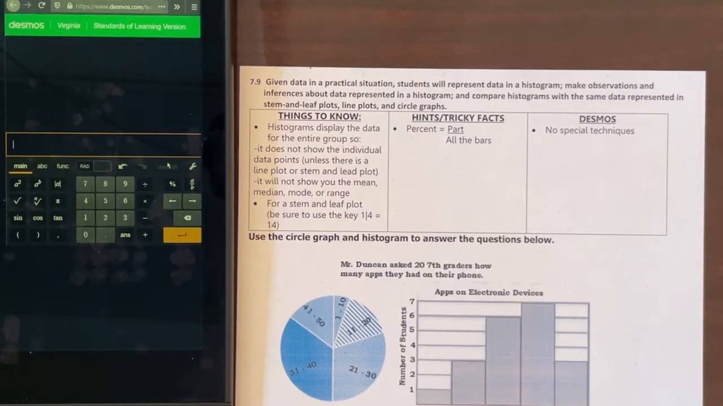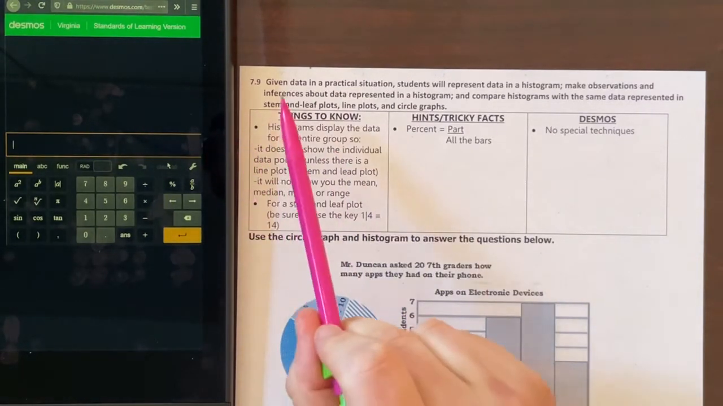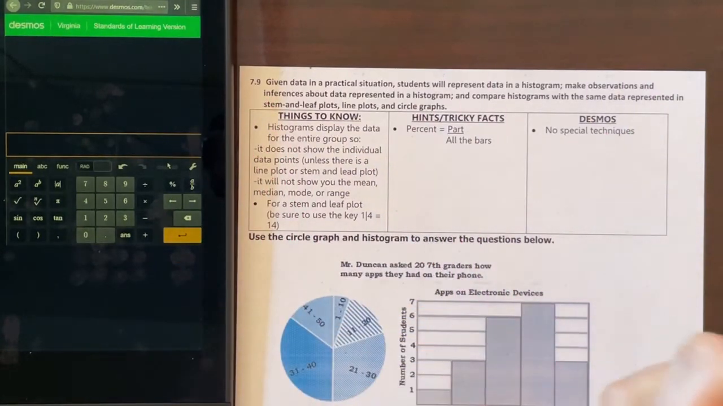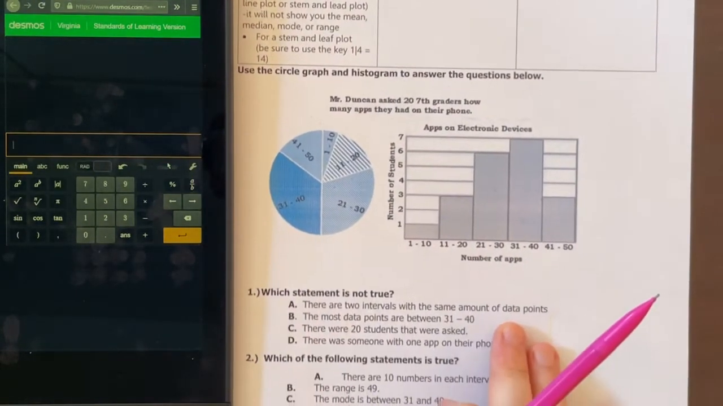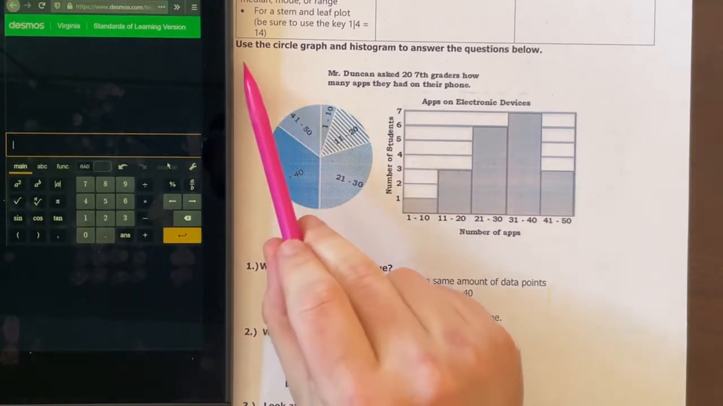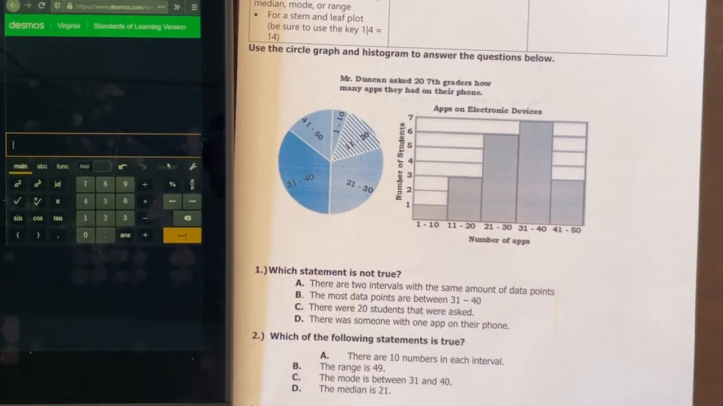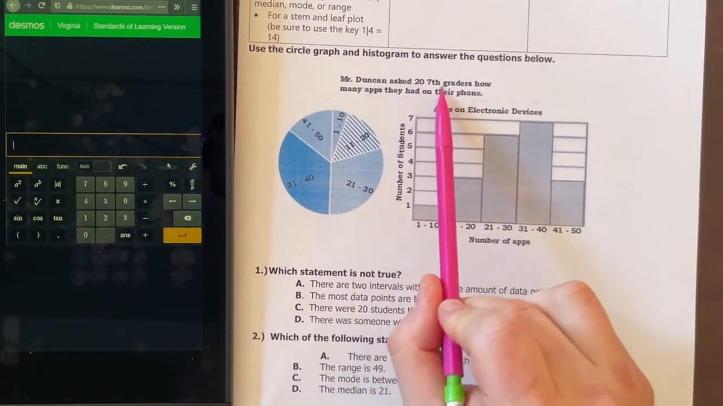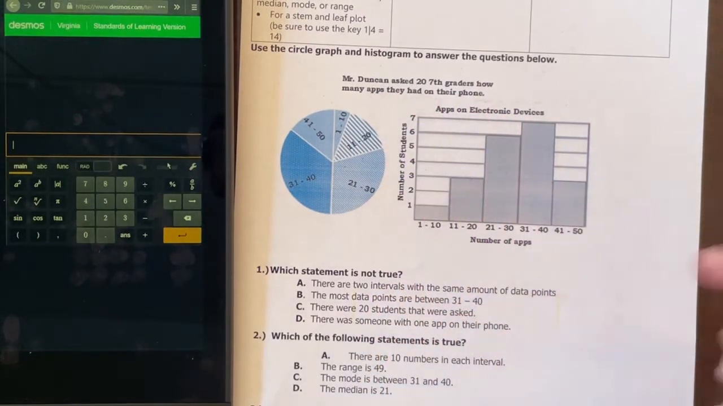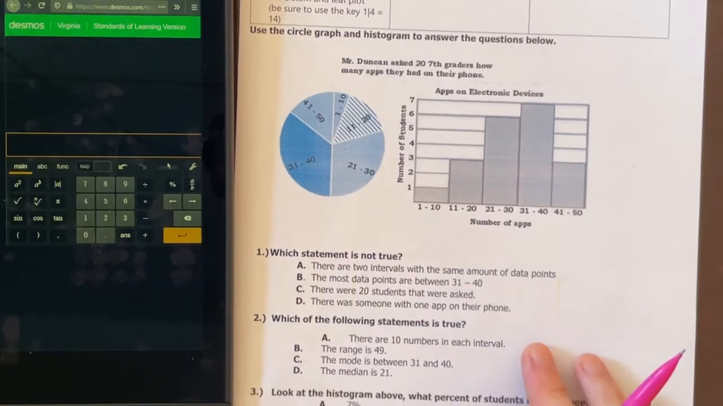And in this video, we're still working on that SOL review guide for Math 7, and we're now on that 7.9. So we're now talking about using those histograms, making observations and inferences, and then also comparing them to those other types of data representations. So now, before number 1, it says use the circle graph and the histogram to answer the questions below. Mr. Duncan asked 20 7th graders how many apps they had on their phones, and it has the data represented in two different graphs.